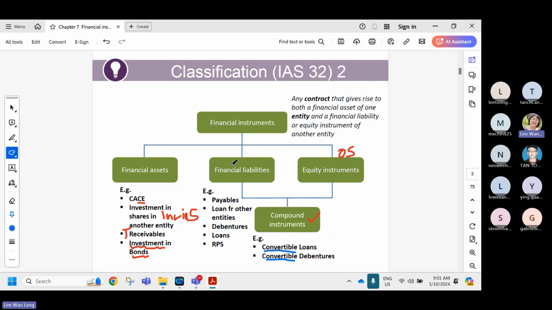So compound instruments means what? They comprise the elements of liability plus the elements of equity. So how do we split between the liability component and the equity component? We are going to perform split accounting. I believe that in your undergraduate studies, you have done this. It is something that probably they will incorporate as part of the adjustments, but there will not be a standalone question on this.